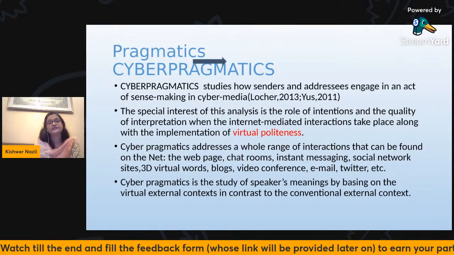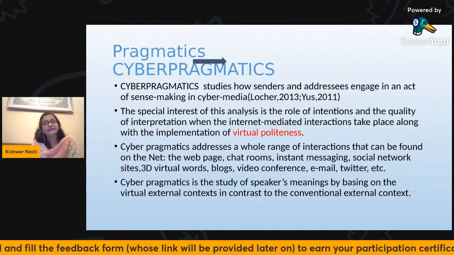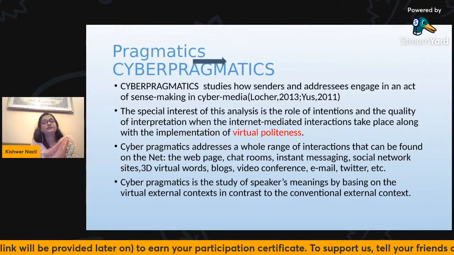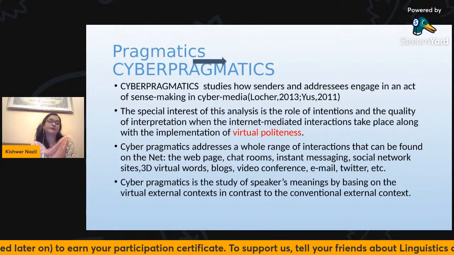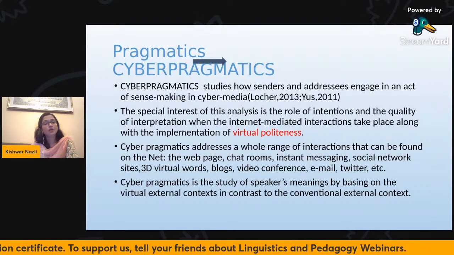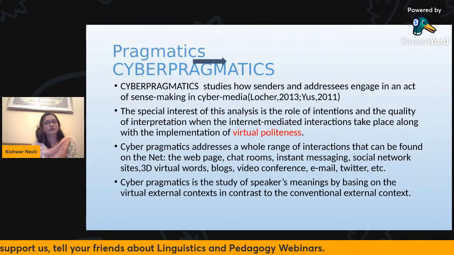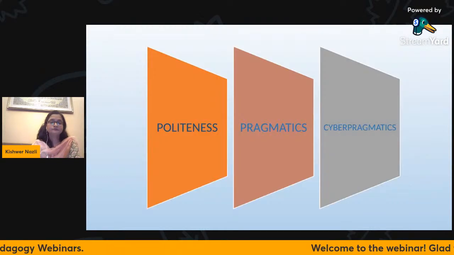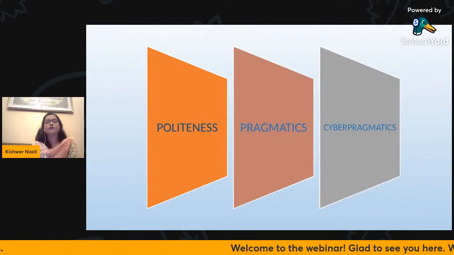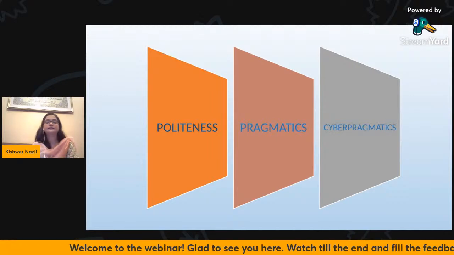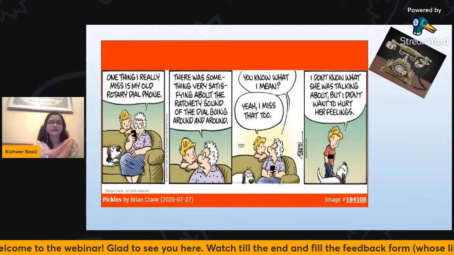So the special interest of this analysis is the role of intentions and the quality of interpretation when internet-mediated interactions take place, along with the implementation of virtual politeness. Obviously, when we talk virtually, we need virtual politeness. So what is virtual politeness? How can we achieve this? We will discuss. So today, I would focus on politeness. What is politeness in pragmatics and what is politeness in cyber pragmatics?